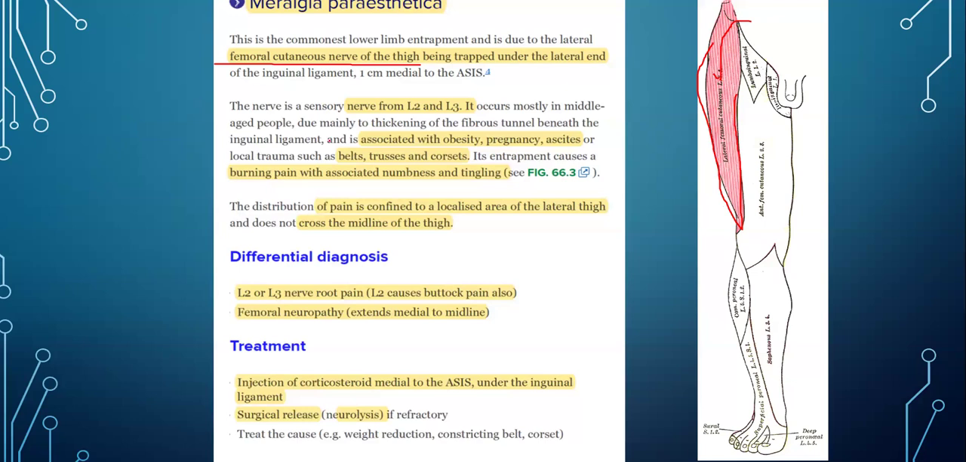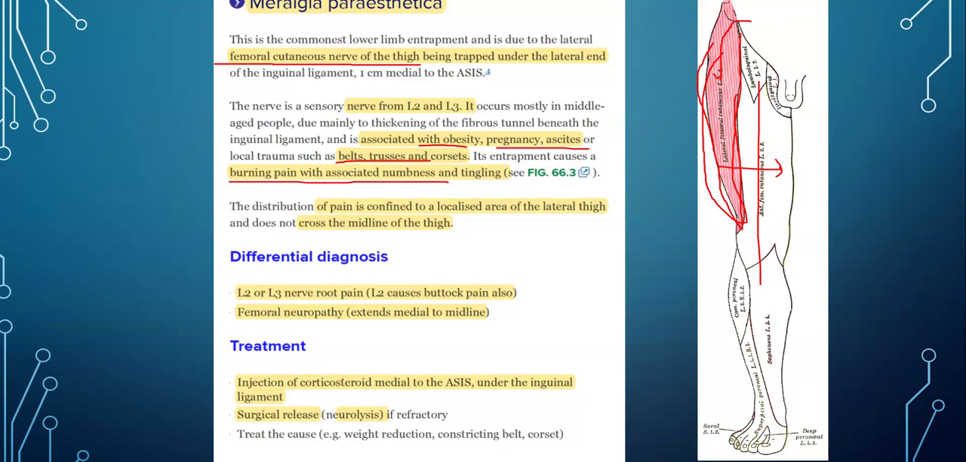Okay. So it is most common in middle-aged patients, associated with obesity, pregnancy, ascites. Sometimes even if a patient wears a very tight belt or truss, it can cause it. So the patient comes with a burning pain with numbness and tingling on the lateral side of their thigh. The way to confirm the diagnosis is that the pain will be localized to a specific part of the thigh and never cross the midline of the thigh.